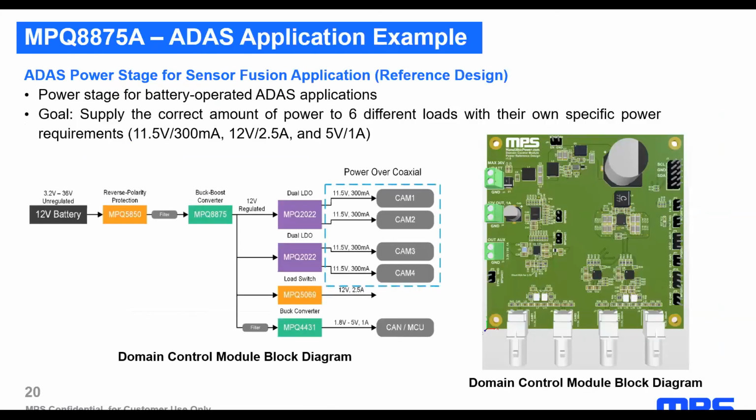An example of the application of the MPQ8875A is this reference design, where this buck-boost converter is placed to supply power to 4 different cameras and some other loads.